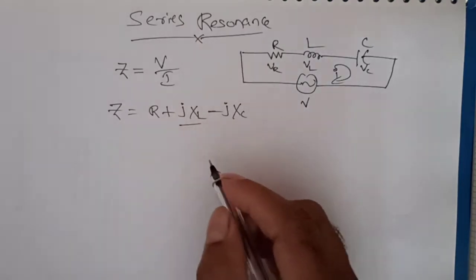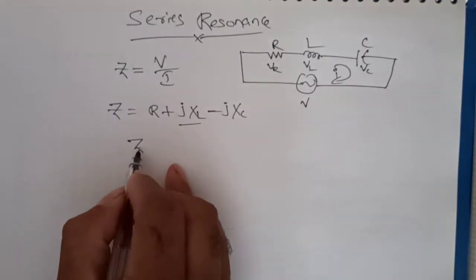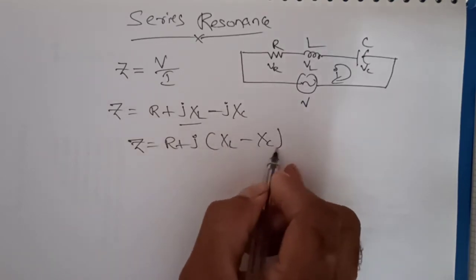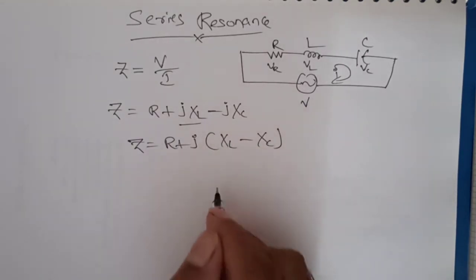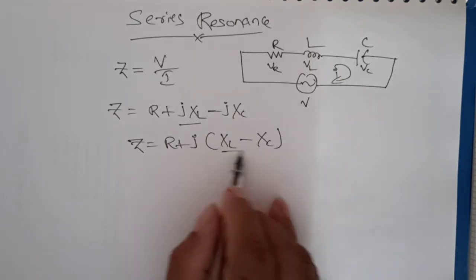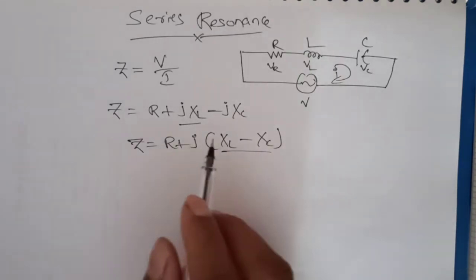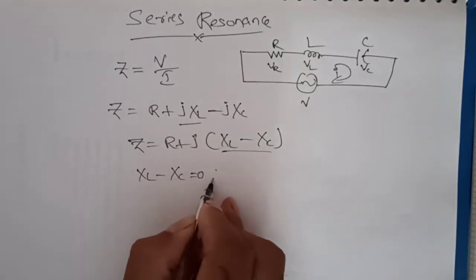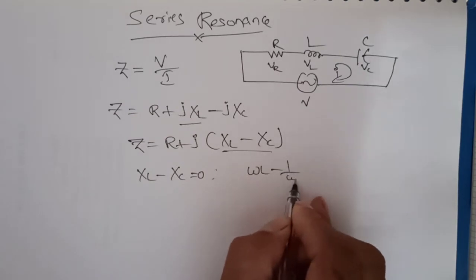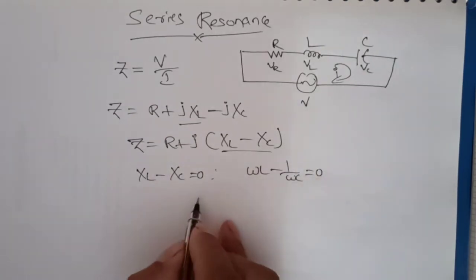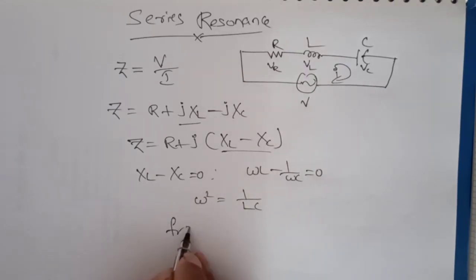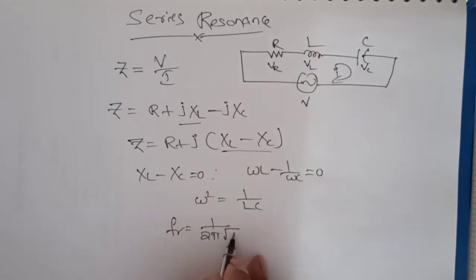This is called the inductive reactance and this is the capacitive reactance. If we take j common, Z equals R plus j(XL minus XC). According to the definition of resonance, at resonance the reactive part of the impedance should become 0. That means XL minus XC should become 0, meaning omega L minus 1 by omega C equals 0. So omega squared equals 1 by LC, so Fr equals 1 by 2 pi root LC.